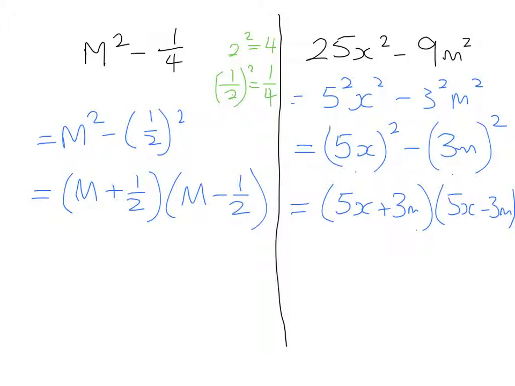And that's the answer. Okay, so again what we need to do is we split things up into two things squared, separated by a takeaway sign, and then for the rule we're going to have the first bit plus the second bit, and then for the other bracket it's going to be the first bit take away the second bit. That's the way the rule works.